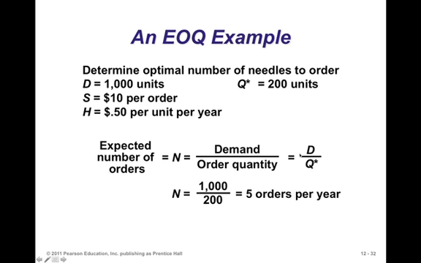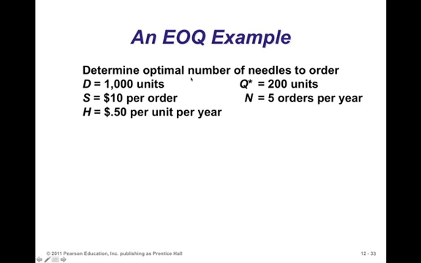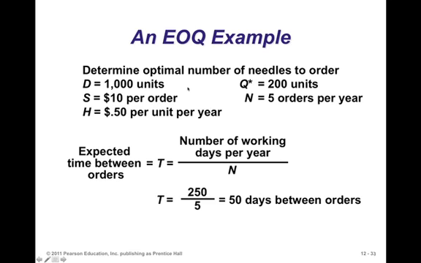So the number of orders per year would be D over Q star. It would be 1,000 divided by 200. So that's your 5 orders per year. That's how many times you're going to order. The average inventory would just be essentially your 200 divided by 2, which would be 100 units on average inventory. The time between the orders. So if we go into order, for example, 5 times per year, then if we were to take a year and divide that up by 5, we get a sense of how long between the orders.